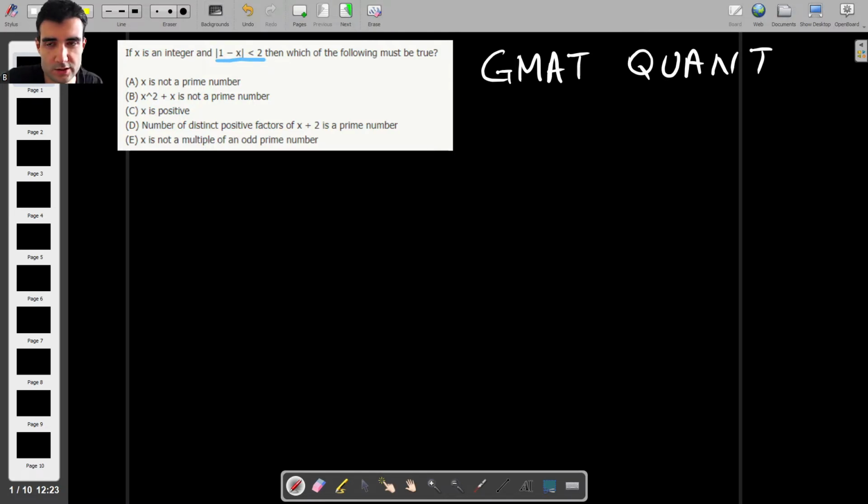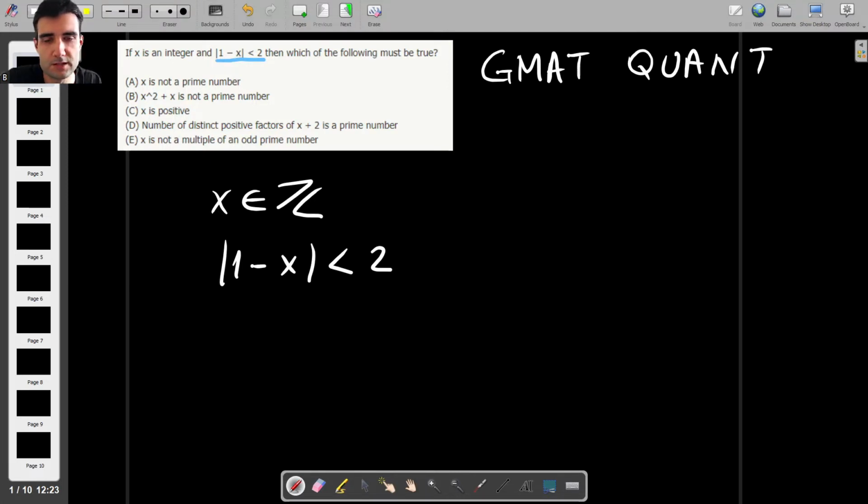So here's what we know. We know that x is an integer, right? And we know that this inequality is true. And then the question is, which of the following options is true? So we have choices from A to E. My suggestion is to try and solve this inequality, see what x can be, and then see which of those 5 options satisfy our solution of whatever x is.